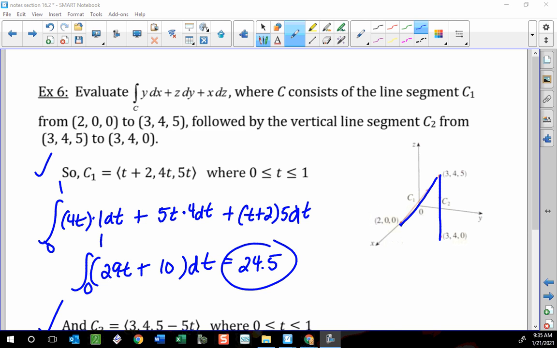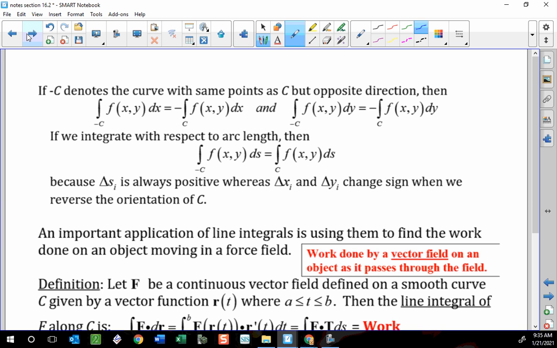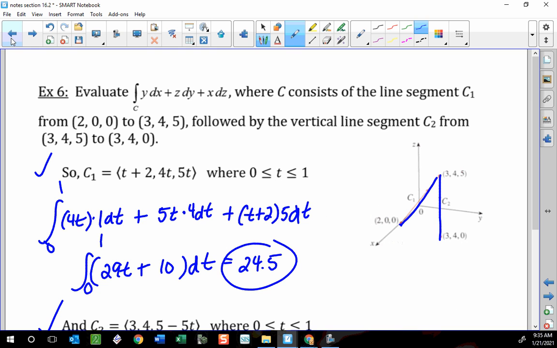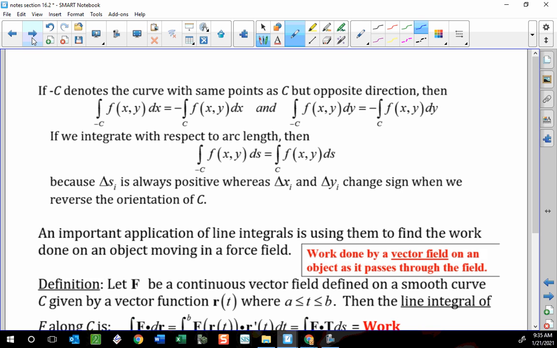All right, so on this next little page right here, this is just a little side note. If negative C denotes a curve with the same points as C but in opposite direction, so what that's telling you right there, kind of like if we were doing this picture right here, like if we said to you, hey, instead of going from here to here, go here to here.